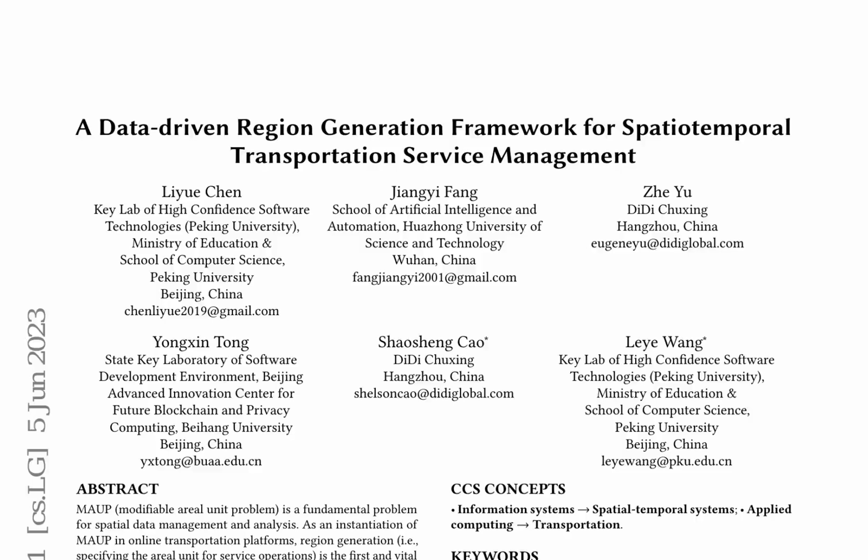The RegionGen framework, illustrated in Figure 2, employs a data-driven approach for spatiotemporal transportation service management. It incorporates a road map segmentation method that integrates obstacle entities, ensuring generated regions do not cross obstacles. This approach involves dilating road segments to remove redundant details, thinning segments to extract their skeletons, and applying connected component labeling to generate road segmentation.